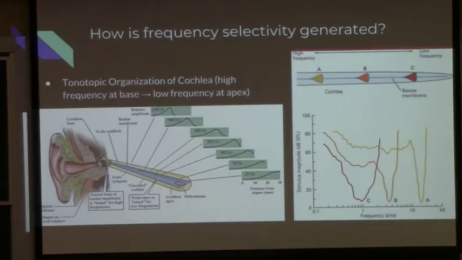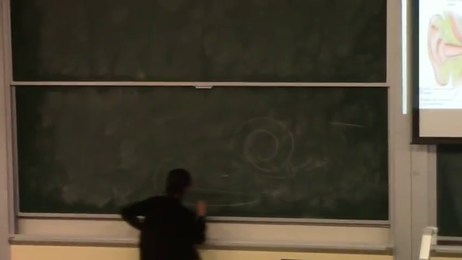So how is frequency selectivity generated? Essentially what we have in the cochlea, which is this spiral structure, is that once we open it out, we have the apex of the cochlea, and we have the base of the cochlea.